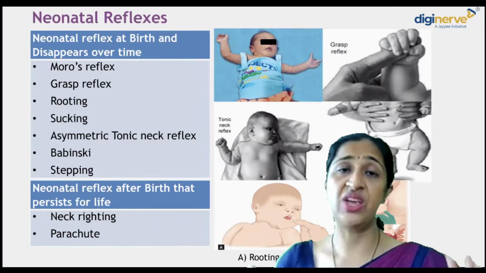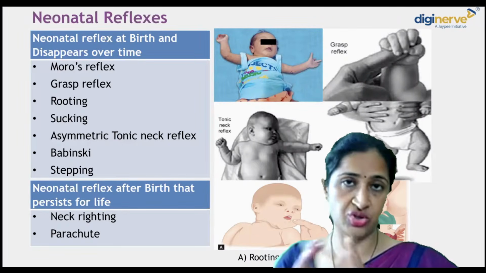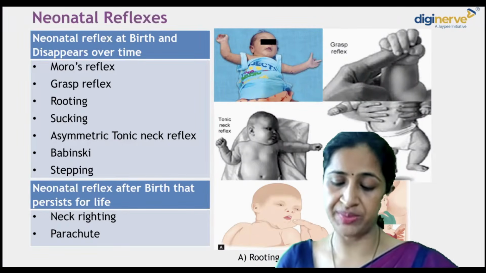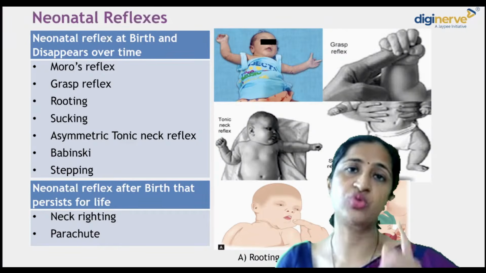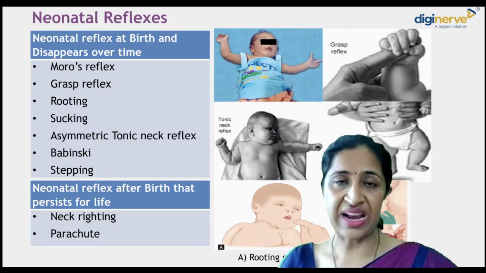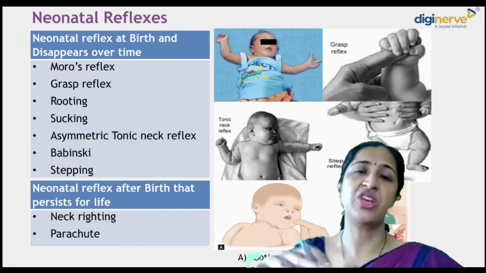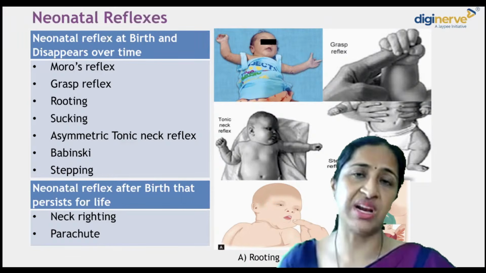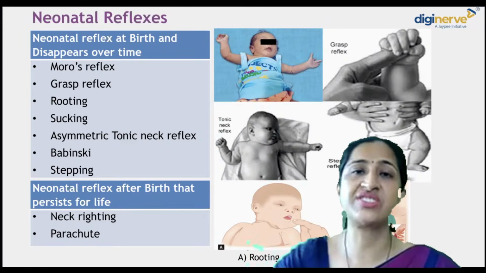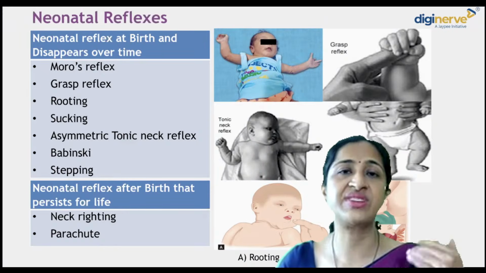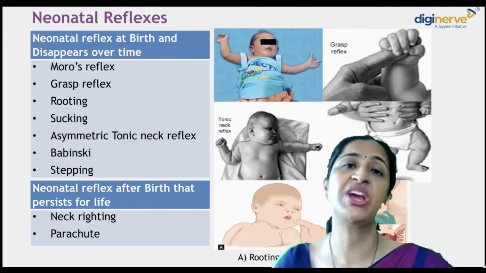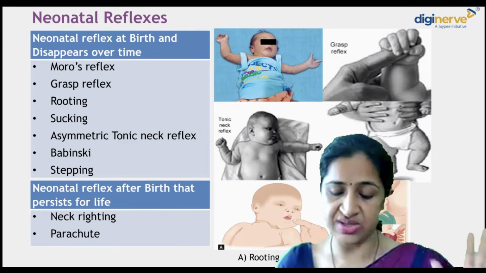Neonatal reflexes, very important, should know as a part of development. Moro's reflex disappears by 2 to 3 months. Grasp reflex, when should it disappear? You know that every time you touch, the child will grasp. So when unidextrous reach is coming, grasp reflex should disappear. Unidextrous reach starts appearing at 4 months. So by 2 to 3 months, grasp reflex should disappear.